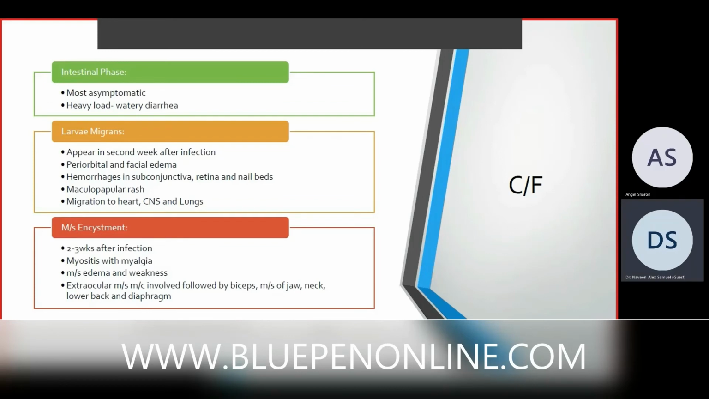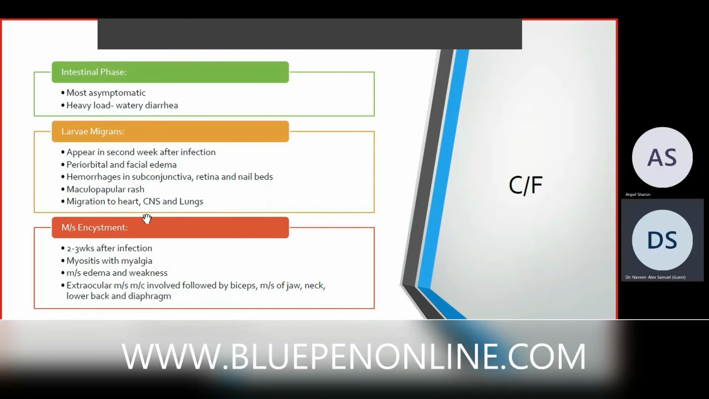Then next is the intestinal phase. Most are asymptomatic. Once the Trichinella larva enters the stomach or the intestine, it's still asymptomatic. There won't be any symptoms. Even if there are any symptoms, for example with an increased worm load, it will be at worst watery diarrhea, nothing else.